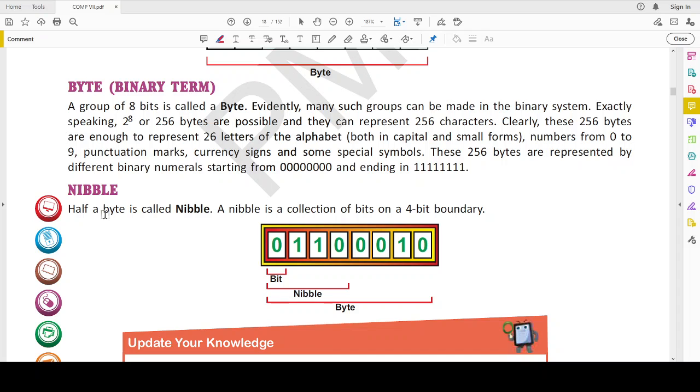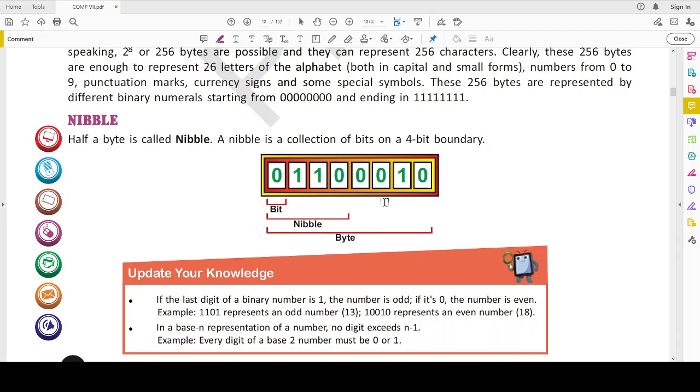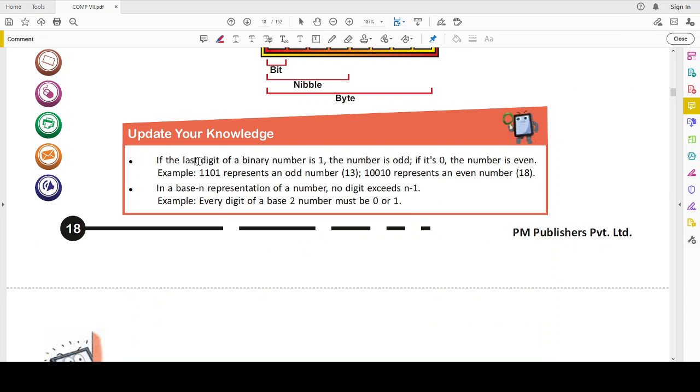A nibble is half of a byte. A nibble is a collection of bits on a 4-bit boundary. That is, 4 bits is called a nibble. 8 bits is called a byte. If the last digit of a binary number is 1, the number is odd. If it is 0, the number is even. That is, 1101 represents the odd number 13. 10010 represents the even number 18.